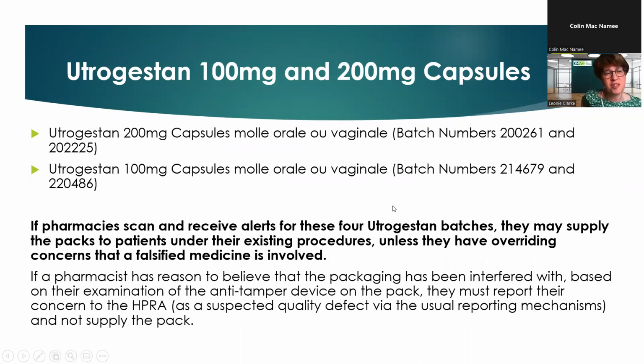Okay, we just want to mention specifically the Utrogestin 100 and 200 milligram capsules, and there's two batches of each of these presentations that we want to talk to you about. These are HRT products that have been sourced in the French packs. They've been sourced outside Ireland, obviously in response to the huge shortage of HRT that's going on at the moment. And unfortunately, these packs will generate alerts when you scan them.